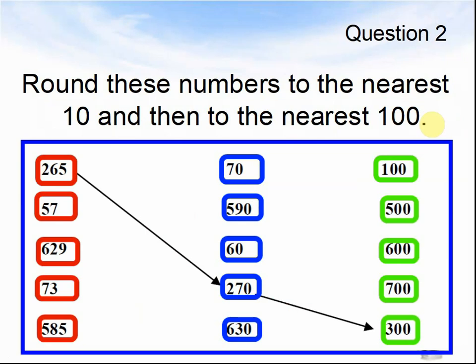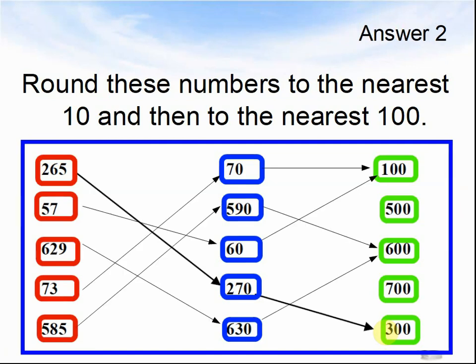Question 2. Round these numbers to the nearest 10 and then to the nearest 100. 265, which is here, is rounded to the nearest 10, which is 270. And this is rounded to the nearest 100, which is 300. Can you round the other numbers first to the nearest 10 and then to the nearest 100? Pause the video until you are ready to see the answers.